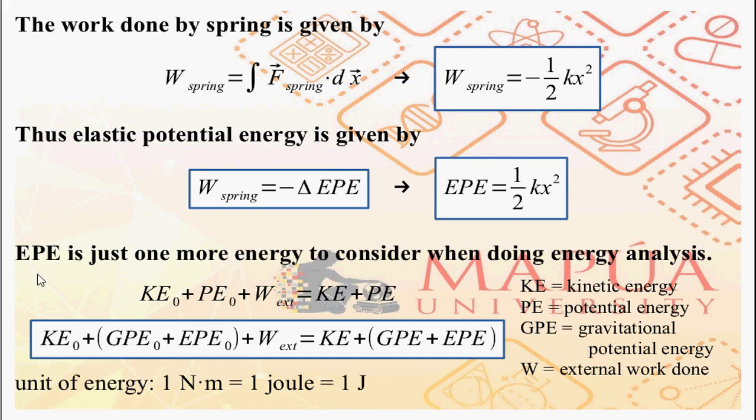The elastic potential energy is just one more energy that you need to consider when doing energy analysis. So in addition to gravitational potential energy, you also need to consider elastic potential energy. So initial elastic potential energy, final elastic potential energy. And of course, unit of energy is joules. And that's it for now.